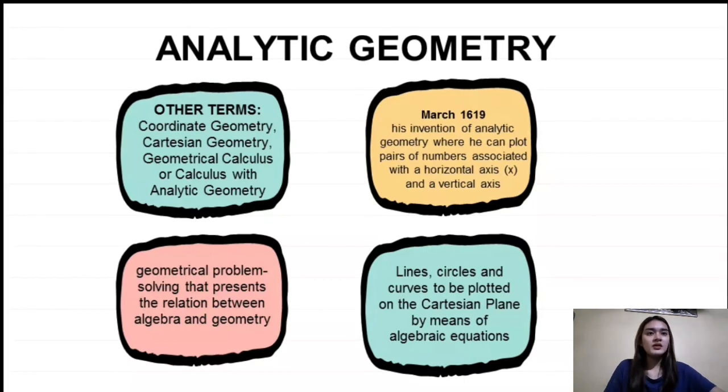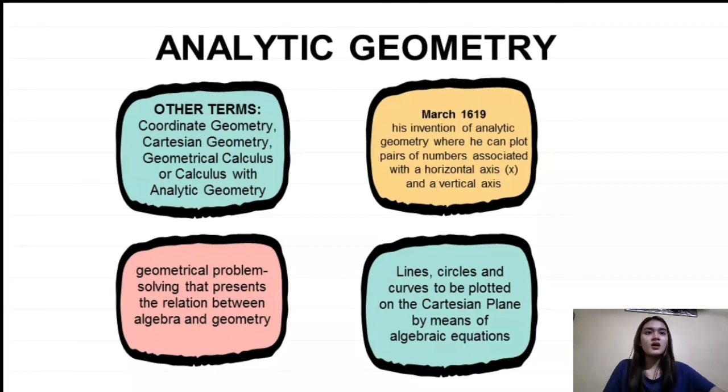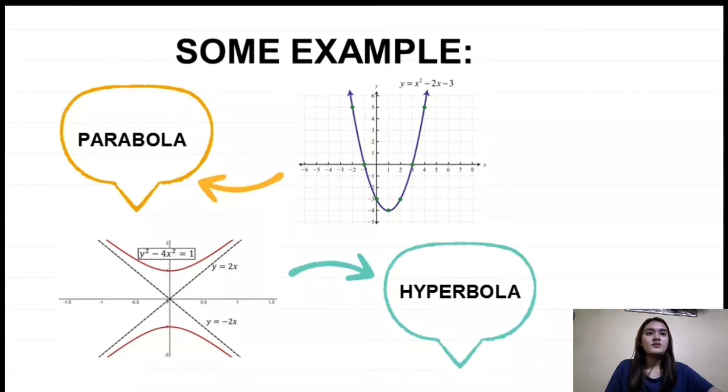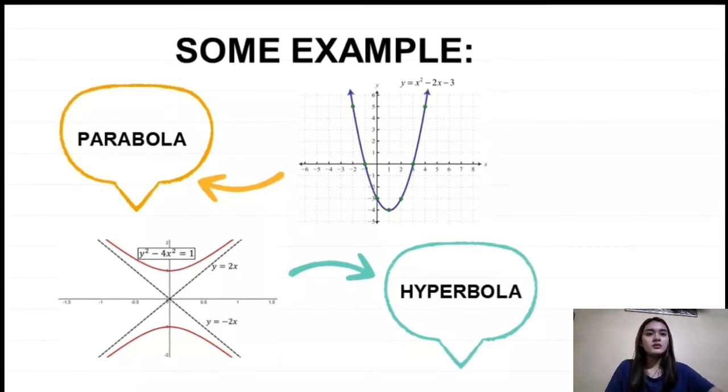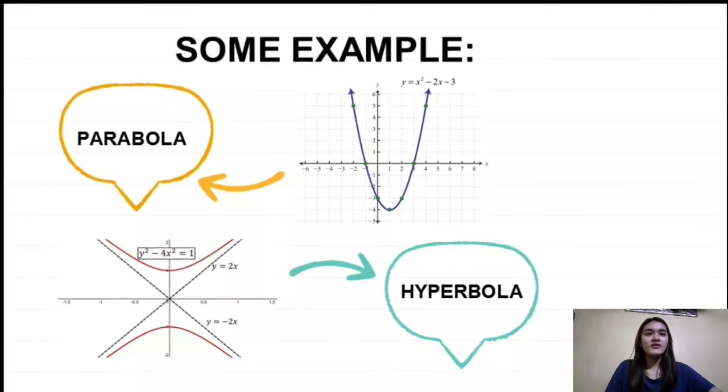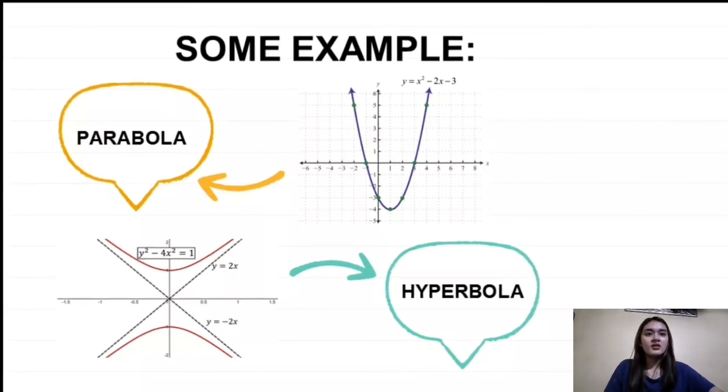Here, it is said that analytic geometry is the union or relation between algebra and geometry, where we can graph points and create curves, lines, and circles with the help of algebraic equations. Also, algebraic equations can be derived from curves, lines, and points. Here are some examples of analytic geometry, the parabola and hyperbola. As we know, in this given example, we can find the equation of a curve by looking at its graph and vice versa. Their equations and graphs are connected to one another.